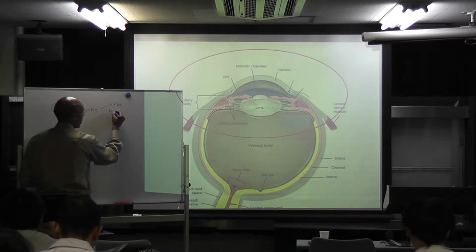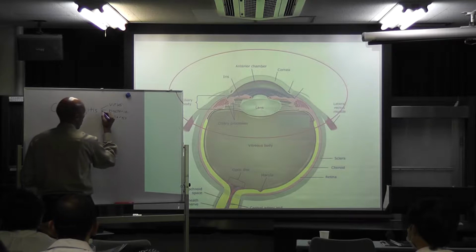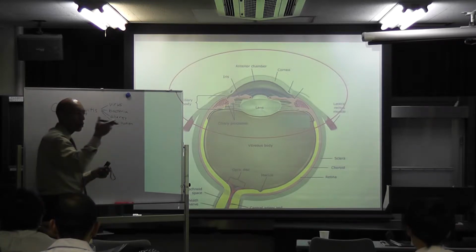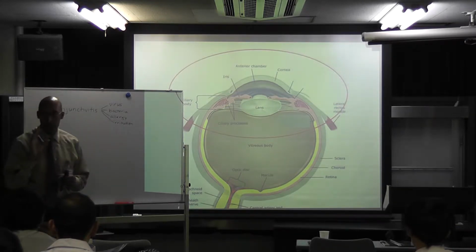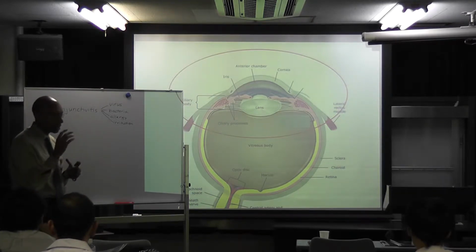Also bacteria, allergy, and some irritation. Maybe chemical, maybe smoke, some irritation. So the first differential diagnosis is inflammation around the eye. So conjunctivitis, this is the first idea.